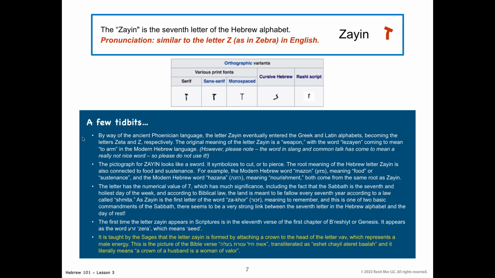It is taught by the sages that the letter Zayin is formed by attaching a crown to the head of the letter Vav, which represents a male energy. This is the picture of the Bible verse Eshet Chayil Ateret Ba'ala, and it literally means a crown of a husband is a woman of valor.